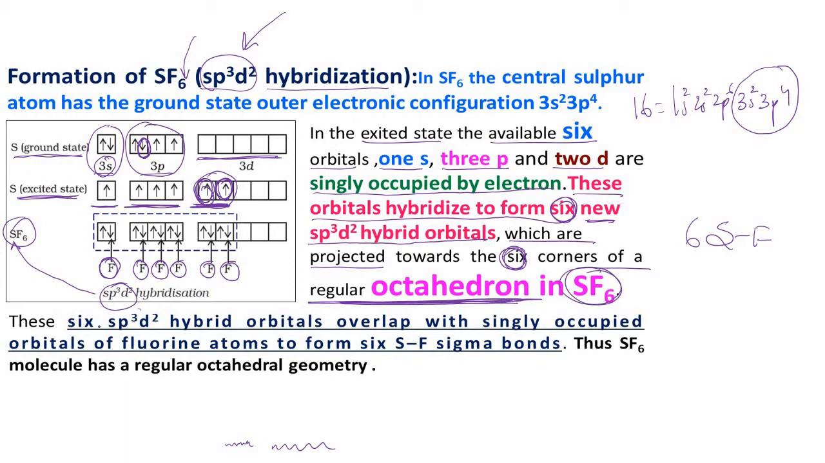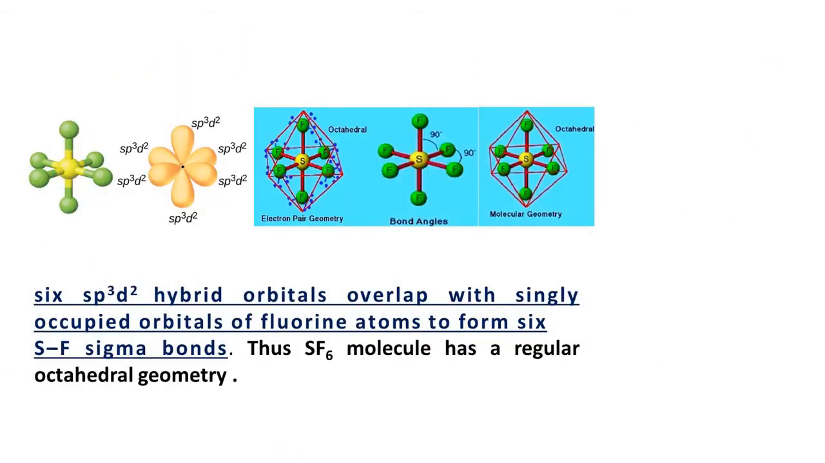These 6 sp3d2 hybrid orbitals overlap with singly occupied orbitals of fluorine atoms to form 6 SF sigma bonds. Thus the SF6 molecule has a regular octahedral geometry. What is that? Octahedral geometry. Now you can see in this diagram, many typical diagrams are here. If you see this first one, this is nothing but octahedral geometry. The central atom, that is sulfur, is present.